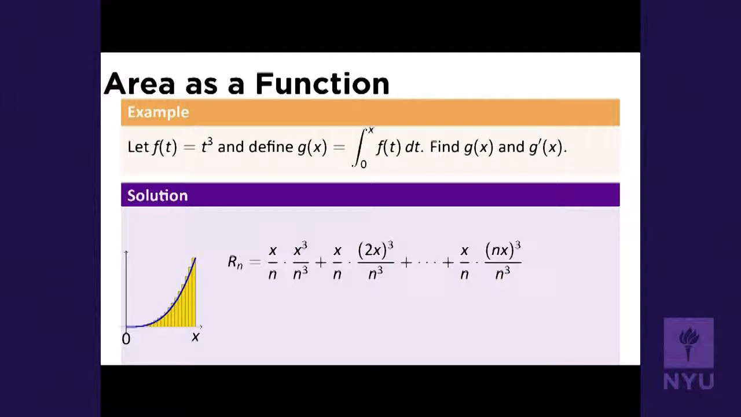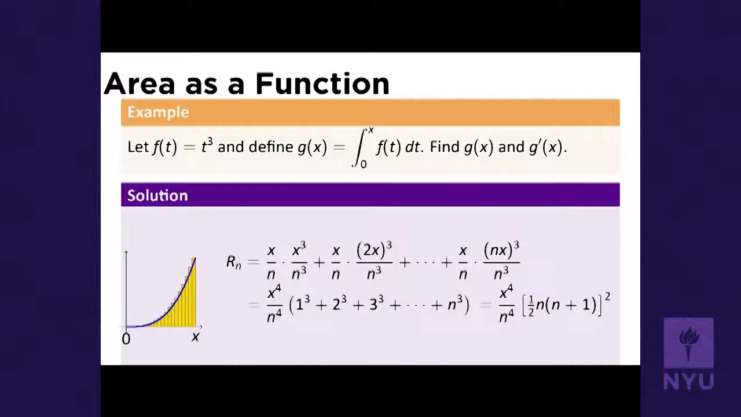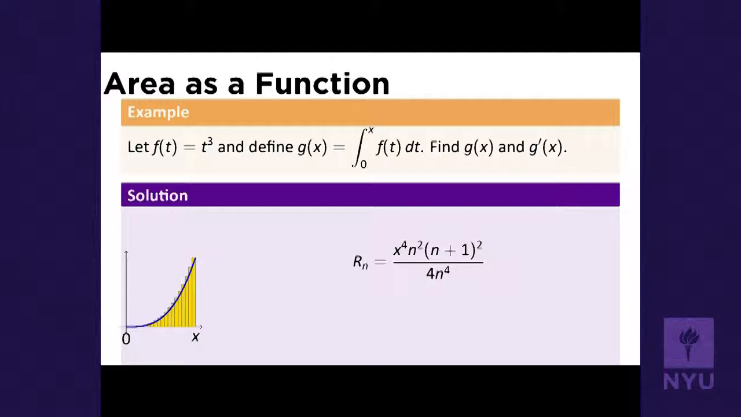We get a bunch of x's and a bunch of n's. They all factor out. And what's left is the sum of the cubes of all the whole numbers between 1 and n. Okay, we can look that up. We have a formula for that. It's x to the fourth divided by n to the fourth times one half n times n plus 1, whole thing squared. So once you simplify all that, what you get is that the right-hand Riemann sums with n divisions give you x to the fourth times n squared times n plus 1 quantity squared divided by 4n to the fourth.